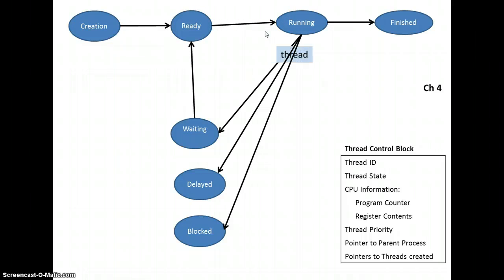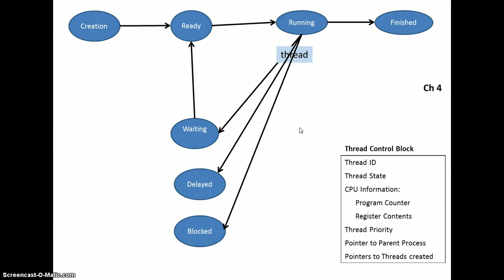When the first thread is taken from the queue, the thread goes to the running state. Now, how does a thread get out of the running state? My diagram here isn't exactly matching what's in the book. It does go into one of these possible states, and then from these states, it will go into ready. I just don't have arrows showing it getting out of delayed or out of blocked.